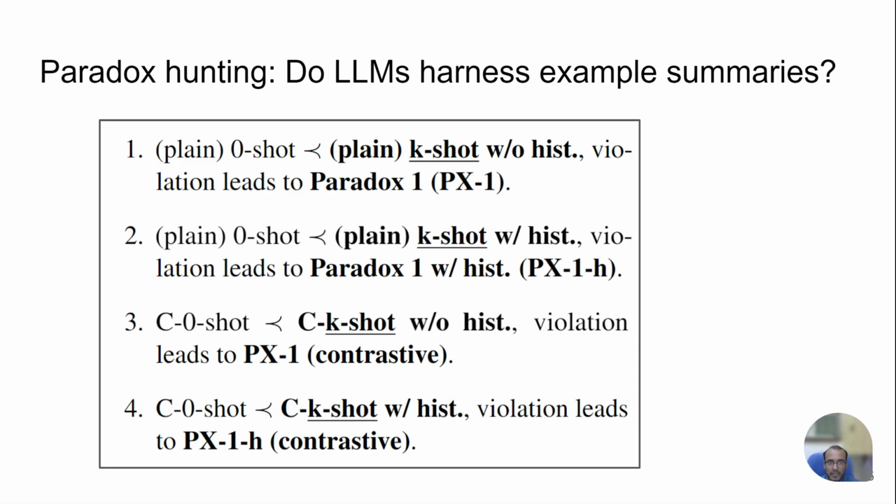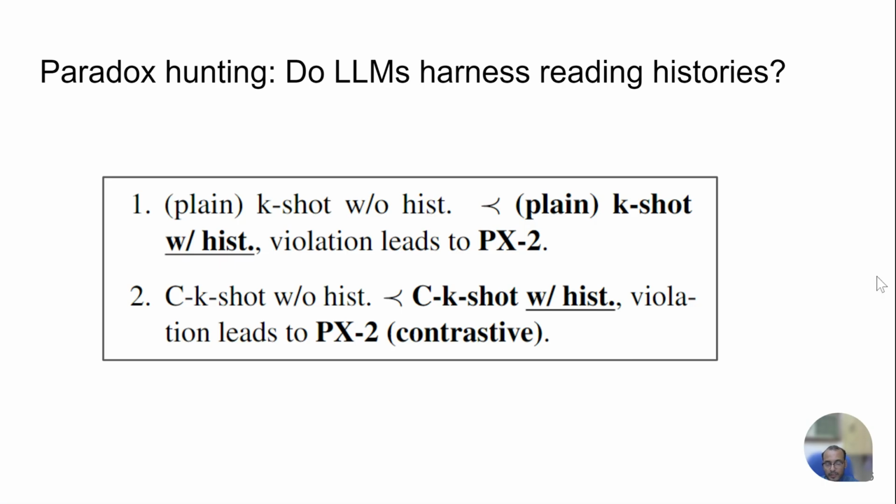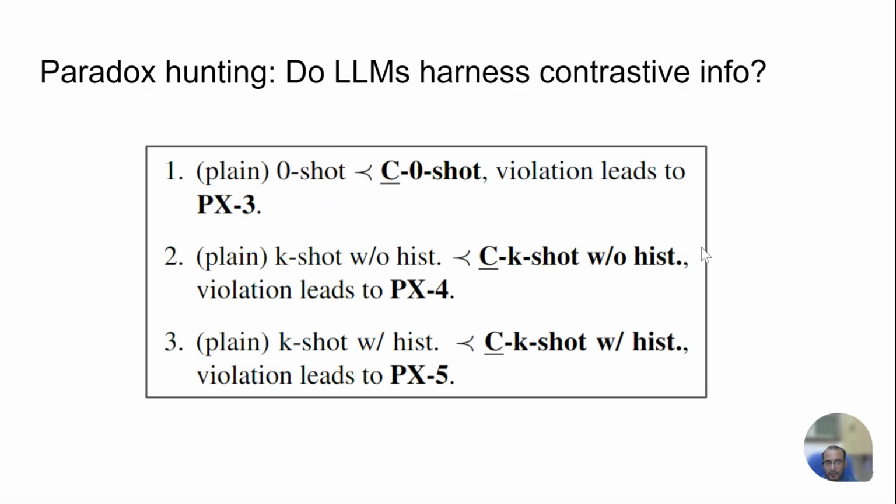So in other words, if we provide few-shot prompts in different settings, which means without history, with history, and in the contrastive setting, are they able to perform better as opposed to the corresponding plain zero-shot version? And we also try to understand whether the same sort of thing is happening for reading histories, which means if we provide history information in different settings, are they able to harness that or not? When we finally looked into explicit contrastive information, are they able to harness it in different settings or not?